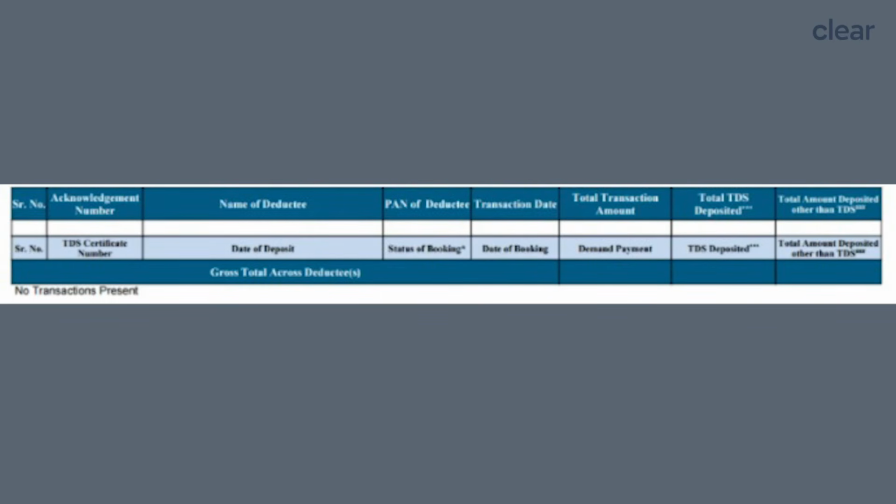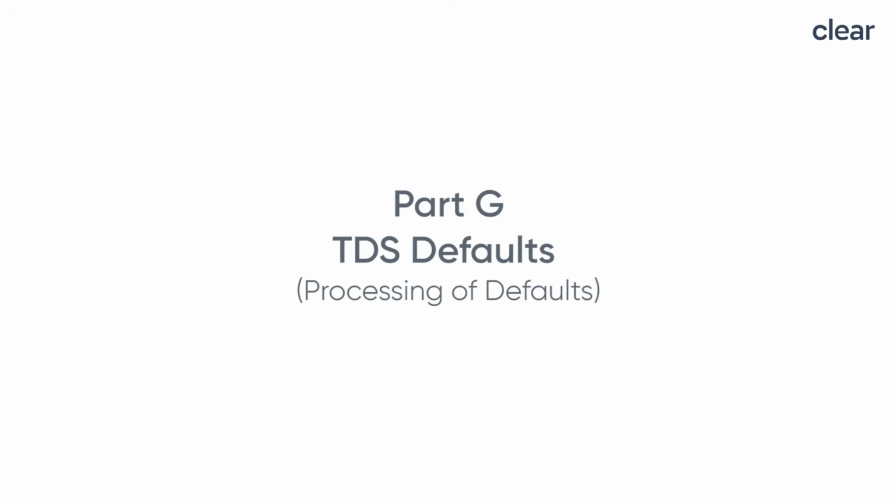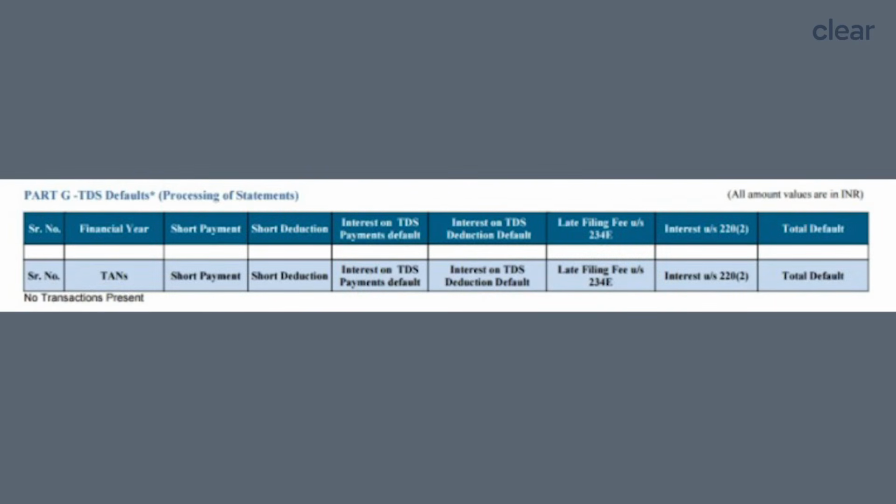If you have bought a property, you have to deduct TDS before making payment to the seller. Part F of Form 26AS has details of TDS deducted and deposited by you with respect to such transactions. Defaults relating to the processing of statements are mentioned in Part G of Form 26AS. However, they do not include the demands raised by the assessing officer.